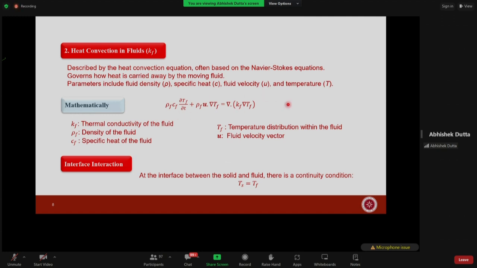This expression gives the relation between the thermal conductivity of the fluid, the temperature distribution and the velocity vector. So you see here that there is this additional term, the velocity vector. I have not used the vectorial expression, but it doesn't matter. The Navier-Stokes equation comes into play when you have a fluid velocity vector in the convection equation. So all good until now.